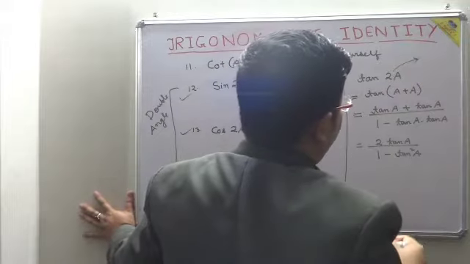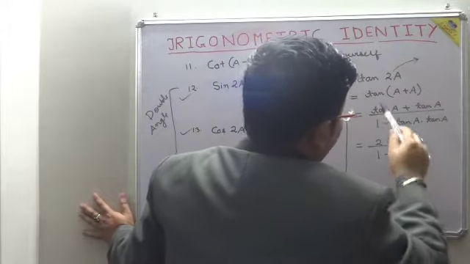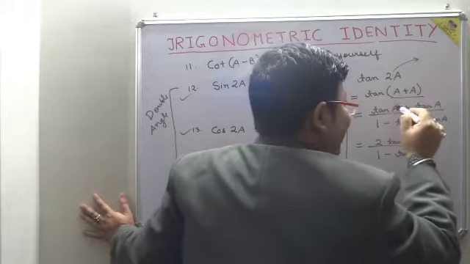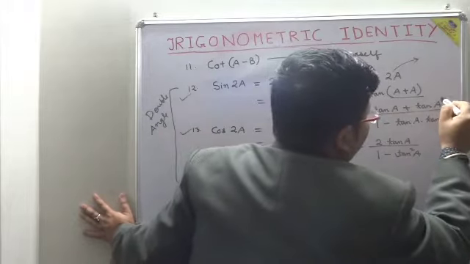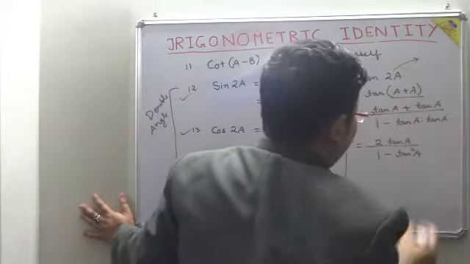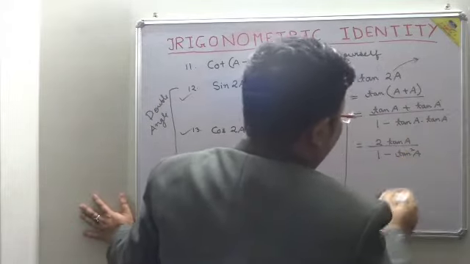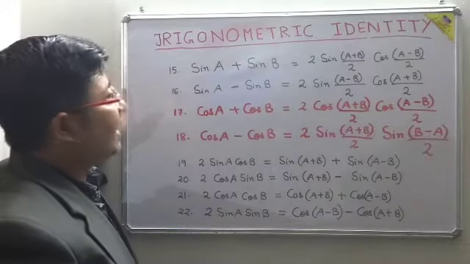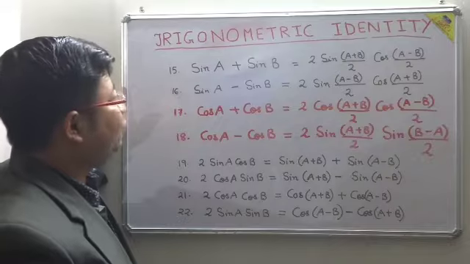We have to break this one. Tan(A plus A), which means the tan(A plus B) formula will apply: tan A plus tan B divided by 1 minus tan A into tan B. Here B is only A. So we get 2 tan A divided by 1 minus tan square A. See, we have studied up to the 14th trigonometric identity. Now we will go for the 15th one.